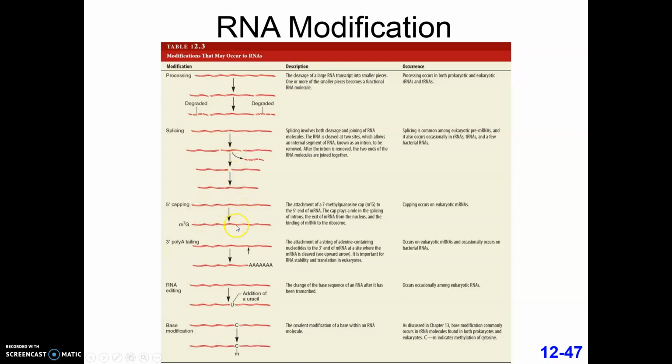Here is a modification called capping. So in our messenger RNAs, we add on a cap to the 5' end that acts at a specific function. We can also add on a poly A tail, and we'll talk about that later on. Sometimes we can actually directly modify, changing what the actual nucleotides are.